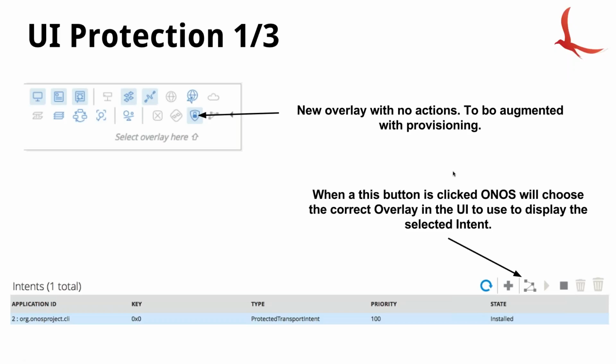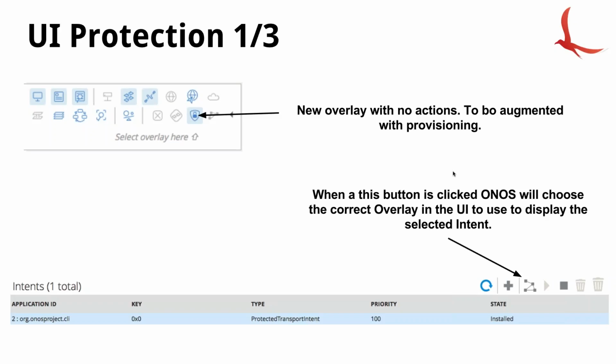Okay. So what we implemented this sprint is basically the visualization of the protected intent. There is a new overlay that enables viewing a protected intent, and it's the only one that can show the protected intent, because it takes the intent and generates the highlight based on primary and backup path. In the future, we will augment this overlay with provisioning and all other stuff related to protected intents. But right now, it's just for showing.